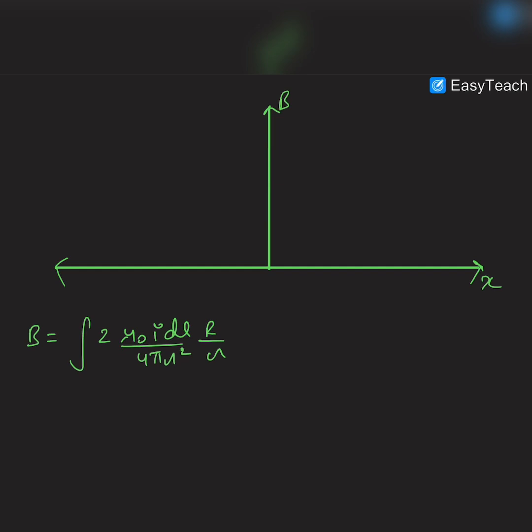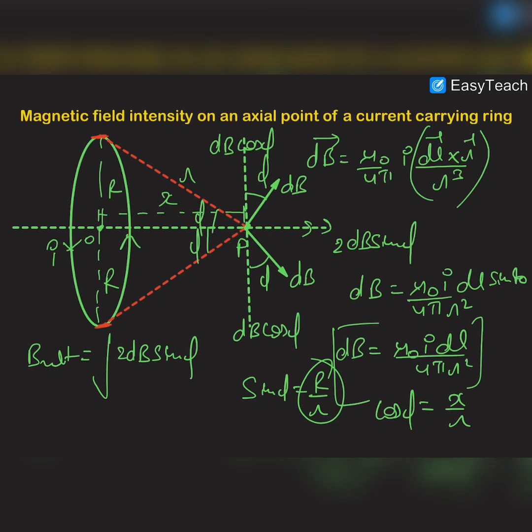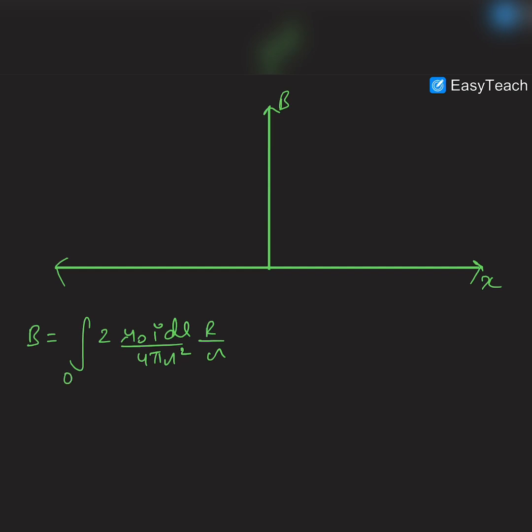And if we know that we are doing this integration with respect to small length of the ring dl, and we have assumed two elements, one dl is this, one dl is this. So the limit of this integration would be from 0 to pi r only. We would not use 2 pi r, because if one element will move pi r, then the other element will also move pi r, and the total distance moved by those two elements will cover the complete ring.